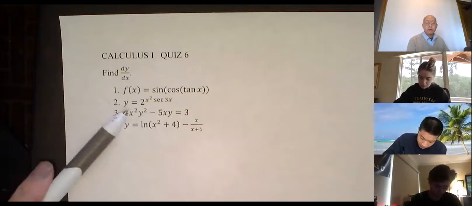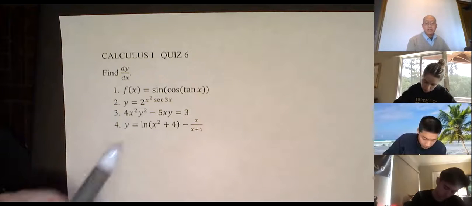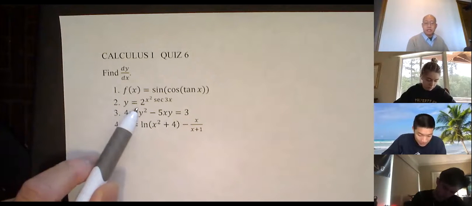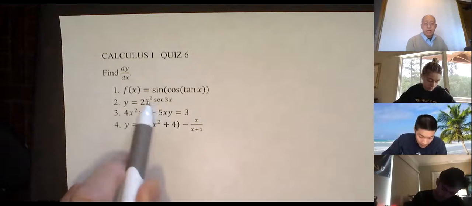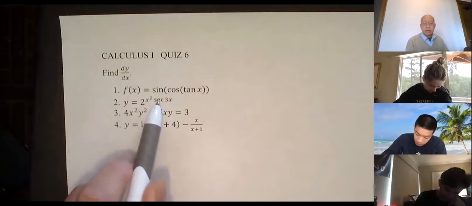Number 2, y equals 2 raised to the x squared secant of 3x. So it's an exponential function, but the base is not e, the base is 2. That makes it a little bit harder. And look at the exponent. The exponent is a product, and there's a secant, and there's a 3x. That makes it a little bit tougher also.